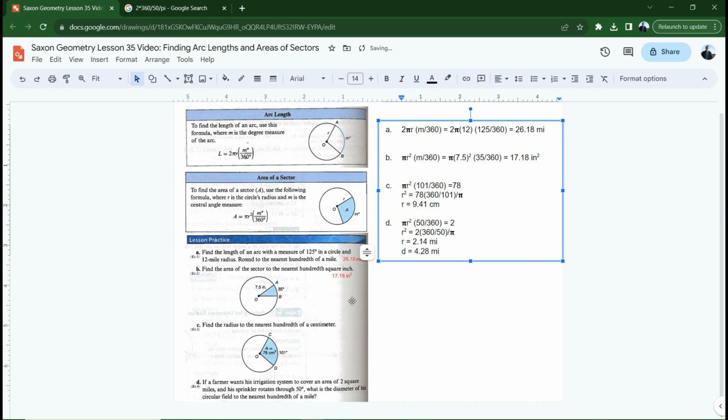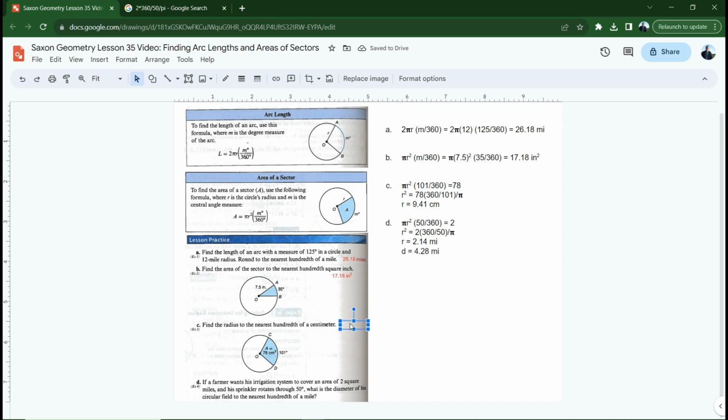miles. Hey, let's just see if we did those last couple of questions right. Letter C was supposed to be 9.41 centimeters, and then this last one, 4.28 miles. All right, that's how you work these types of problems. Make sure you keep these two formulas in mind. If you ever forget the formula, just remember you're multiplying either the circumference or the area by the circle fraction that you're looking at. And you can go ahead and work the problem set for next time.